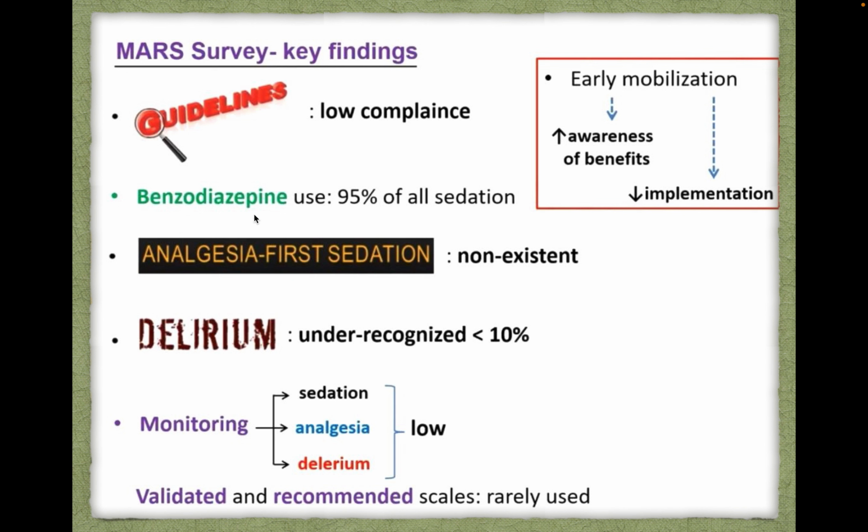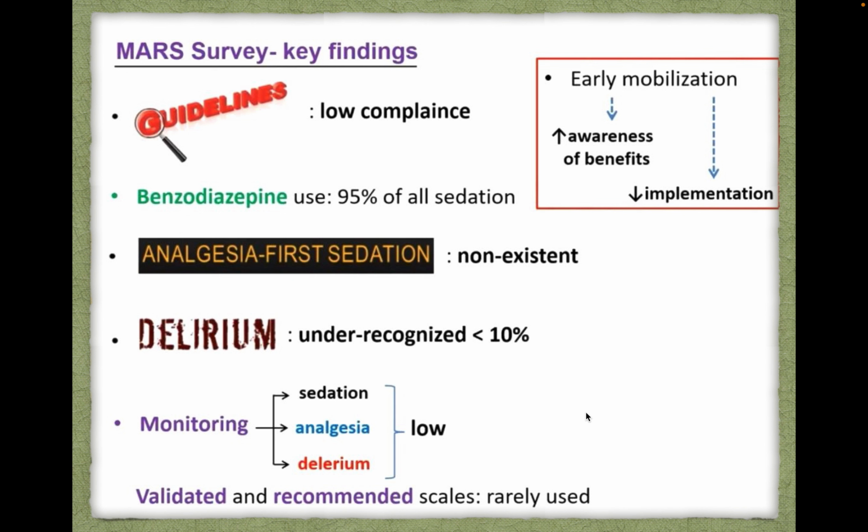Of course, the analgesia-first sedation concept was non-existent. I cannot imagine, because this was in 2013, so we're talking about 12 years ago, but still the concept of analgesia-first sedation was not followed. Delirium was unrecognized in less than 10% of the patients. Monitoring of sedation, analgesia, and delirium was low, and the validated recommended scales which we discussed, the RASS or the SAS scales, were not used, or were rarely used.